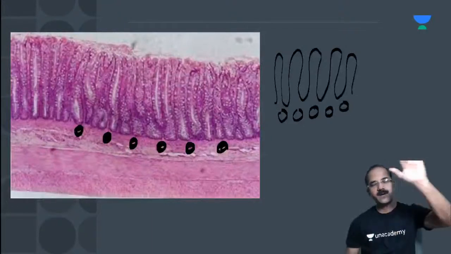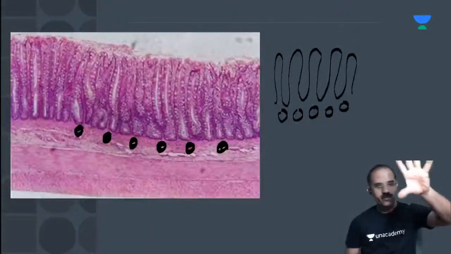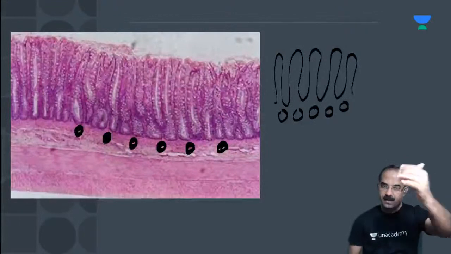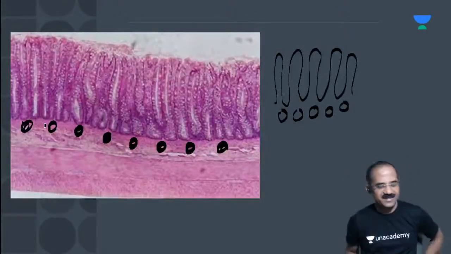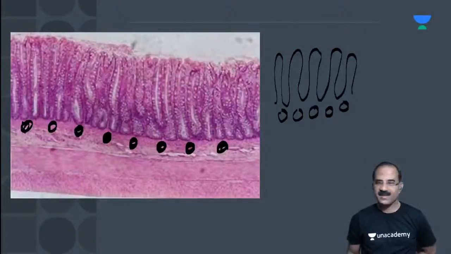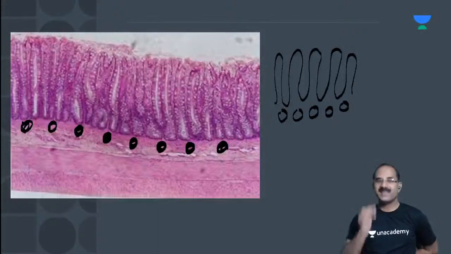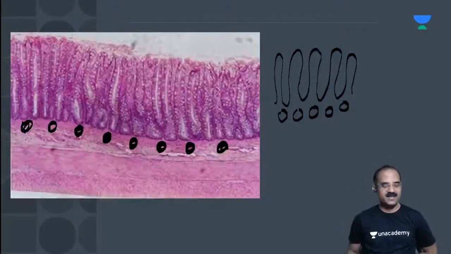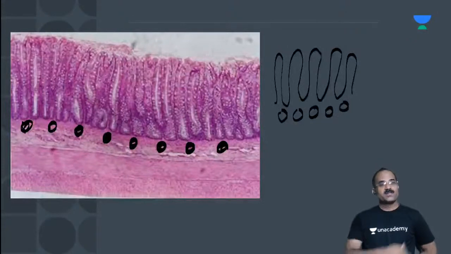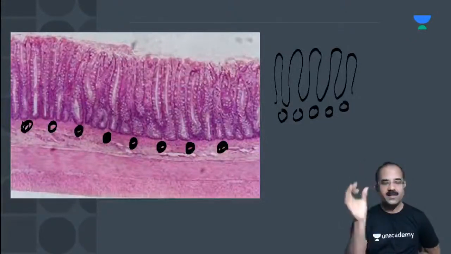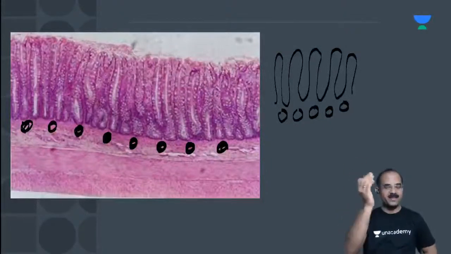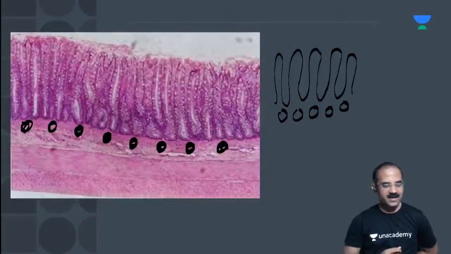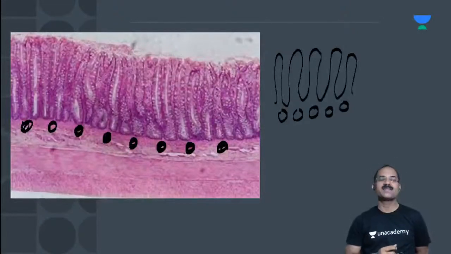A slide of colon, large intestine, with a large number of goblet cells. Fine, it's a slide of colon. In this slide of colon, I find lymphoid follicles here. Then who's that? Think, you must be knowing this. So the slide of large intestine with plenty of lymphoid follicles in the submucosa, what do you say? That's the appendix, my child. MALT is fine, but that is appendix.